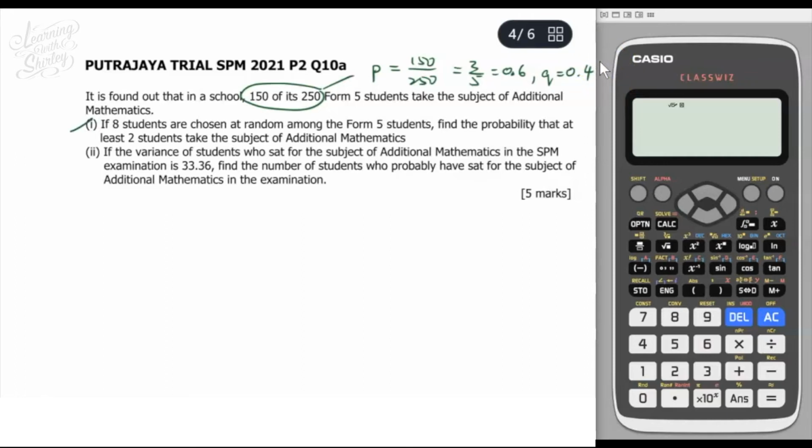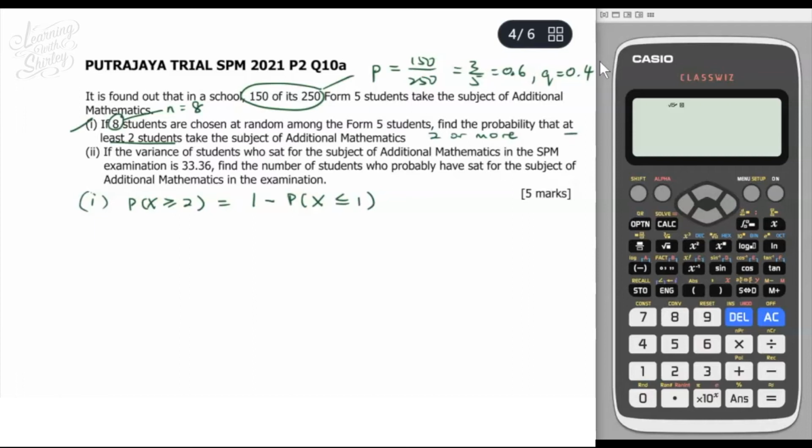If 8 students, which means that our n is equal to 8, are chosen at random among the Form 5 students, find the probability that at least 2 students, so at least 2 students means 2 students or more, take the subject of additional mathematics. Okay, 2 or more. Let's find the answer for number 1 first. So P(x ≥ 2) is equal to 1 minus P(x ≤ 1).